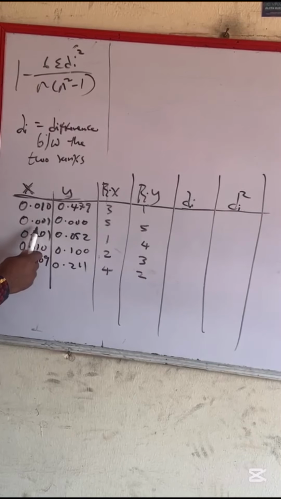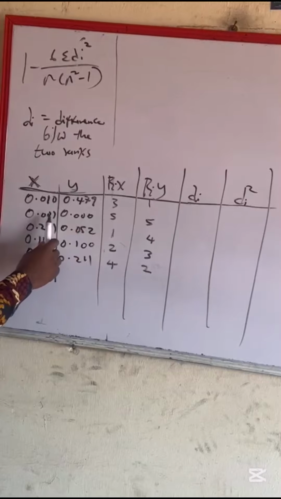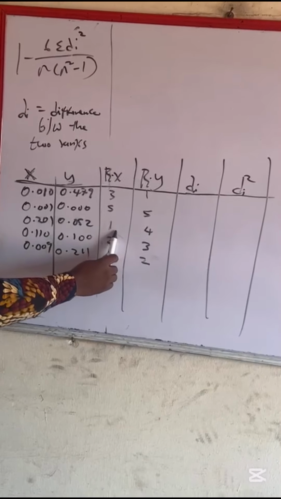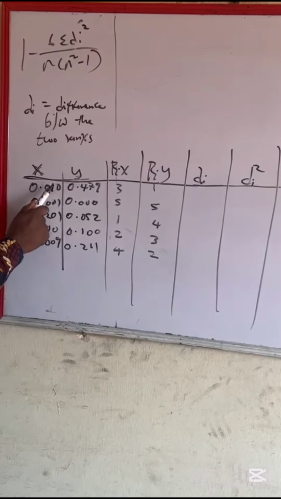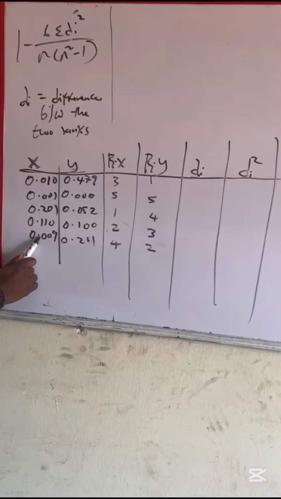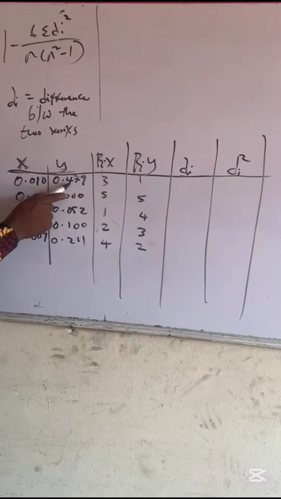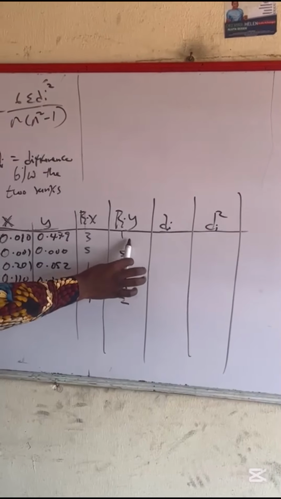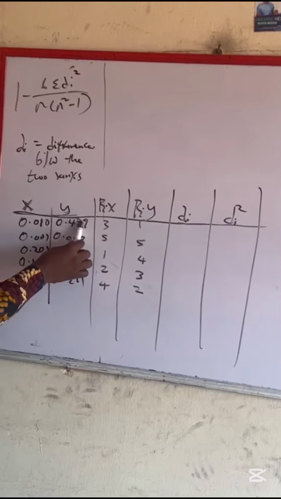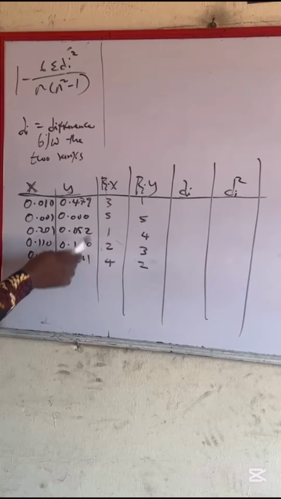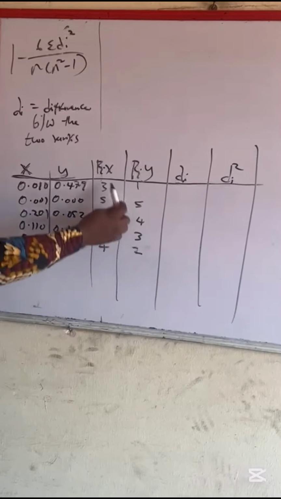meaning that this is the highest value. It's ranked 1, followed by this, it's ranked 2, followed by this, which ranked 3, followed by this, which ranked 4. Okay, in the rank of y, 0.4 is the highest number here. That's why it ranked 1. 0.00 is the least number here. And we have 1, 2, 3, 4, 5. So the least number is supposed to be 5. That's why it was ranked 5. That's how we got all these ranks.